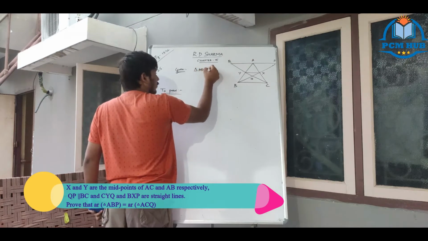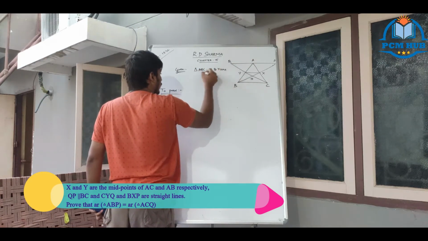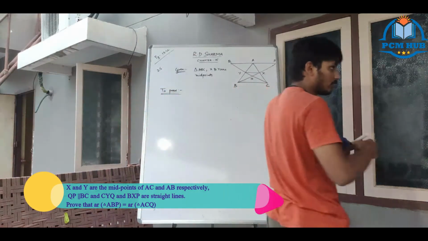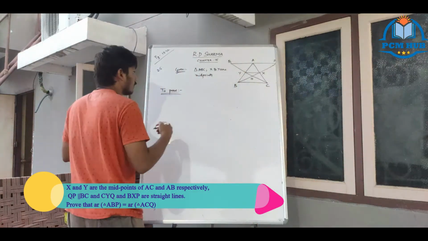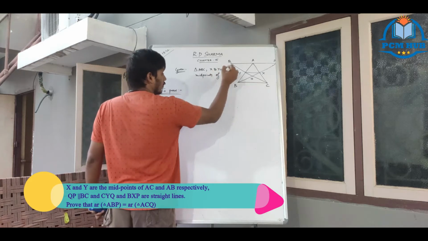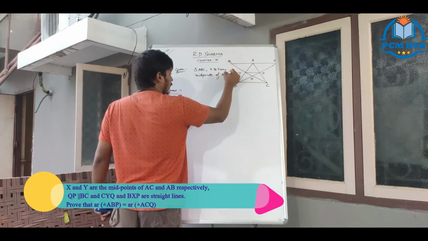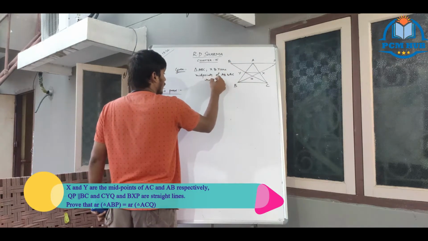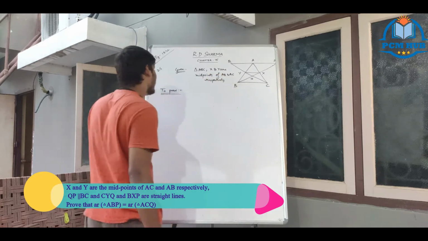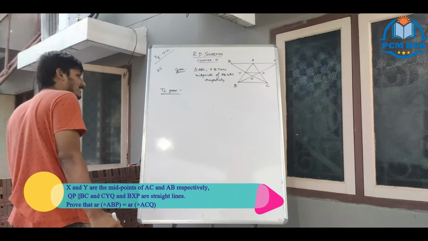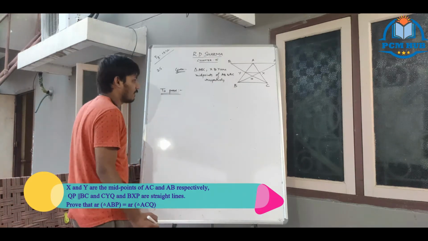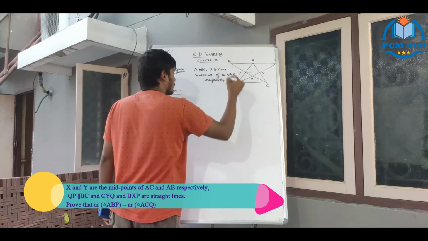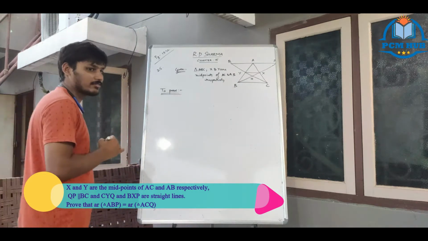Triangle ABC. X and Y are midpoints of AB and AC respectively. I may have written something wrong. How is your observation? Y is the midpoint of AB, so it should be reversed: AC and AB. I should have said it earlier.